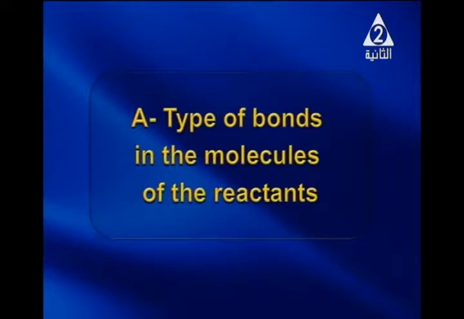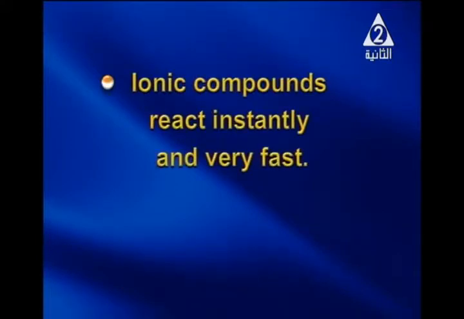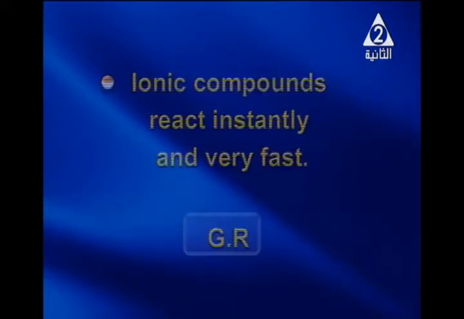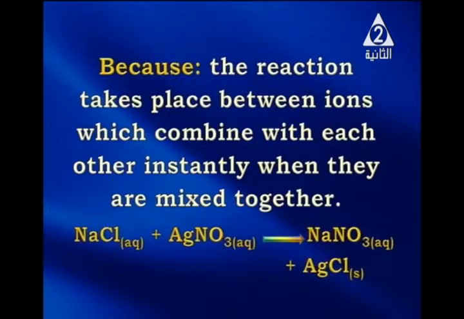The first point in this factor is the type of bond in the molecules of the reactants. Ionic compounds react instantly and very fast. We have a good reason for this point, because the reaction takes place between ions which combine with each other instantly when they are mixed together. As shown on the screen, the equation of the reaction of sodium chloride solution with silver nitrate solution gives sodium nitrate solution and a white precipitate of silver chloride.